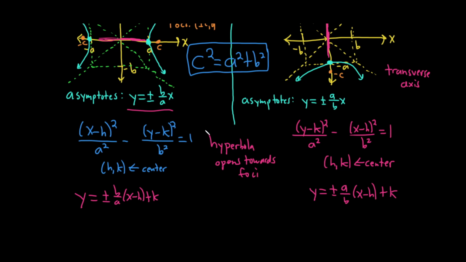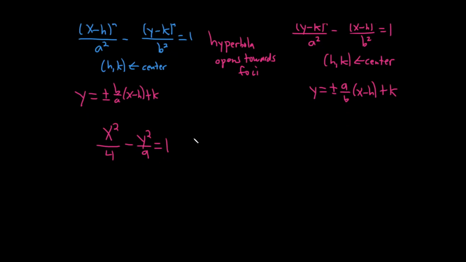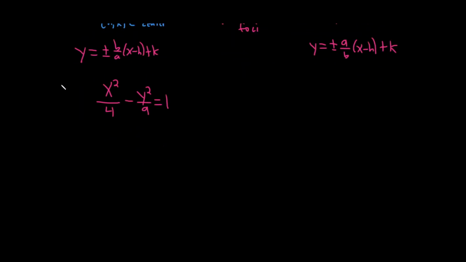We can now maybe do a simple problem. Let's just go ahead and do a very, very basic one. Let's do x squared over 4 minus y squared over 9 equals 1. And let's graph it and find a bunch of stuff. So in this example, the x comes first. If you remember, that means it opens left and right. So this opens left and right.